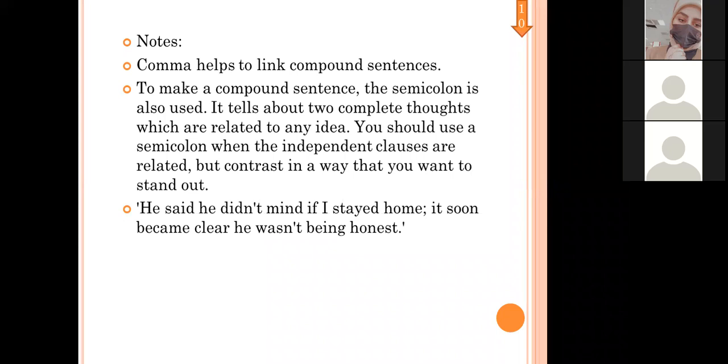He said he didn't mind if I stayed home; it soon became clear he wasn't being honest. In the sentence, the contrast is that the person being talked about in the first clause sounds honest when he said he didn't mind if the speaker stayed home. But in the second clause, the speaker is telling you that the person being talked about was not honest.